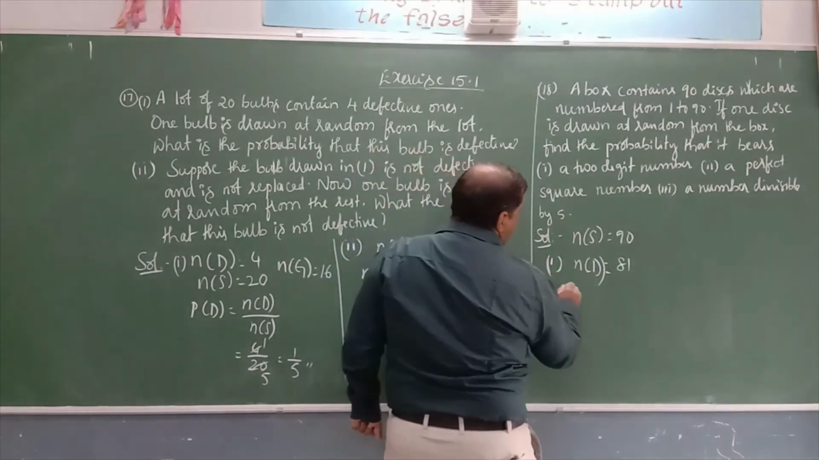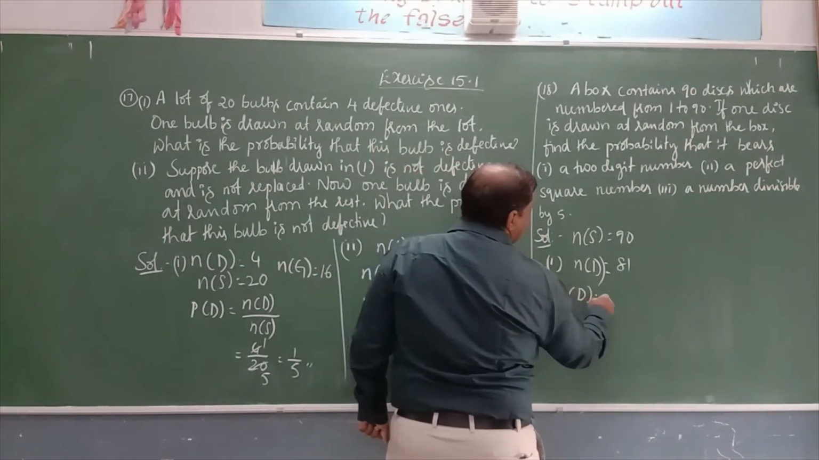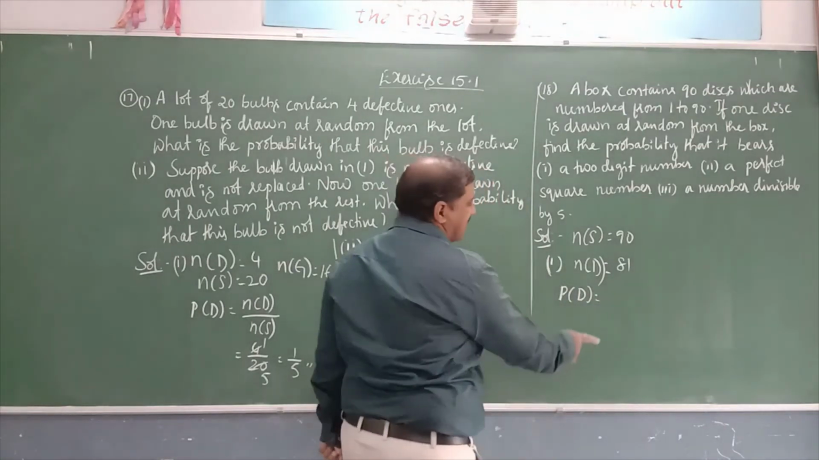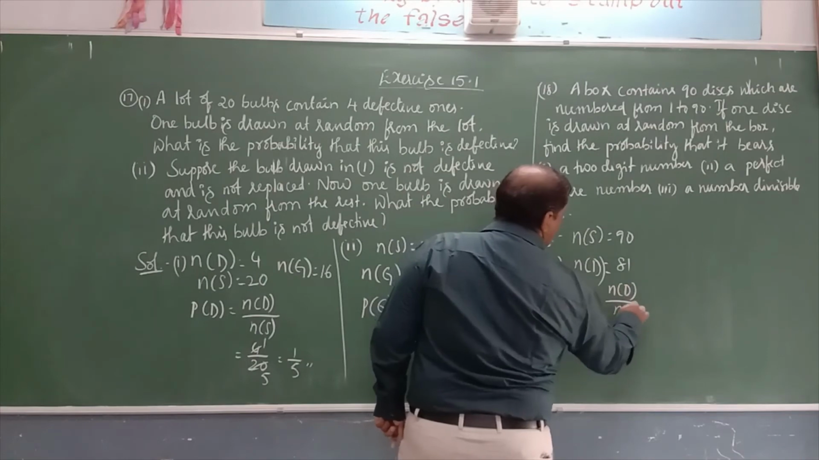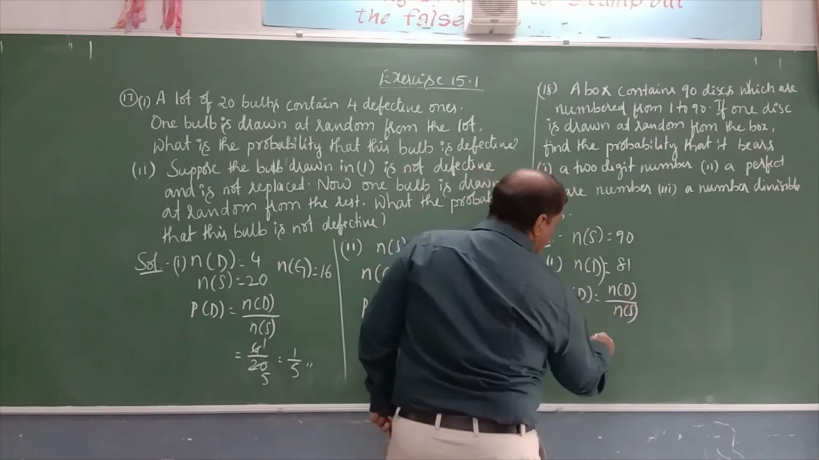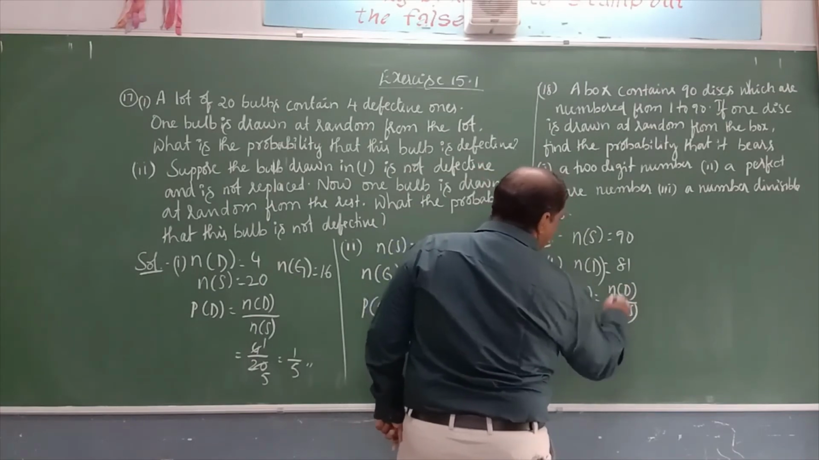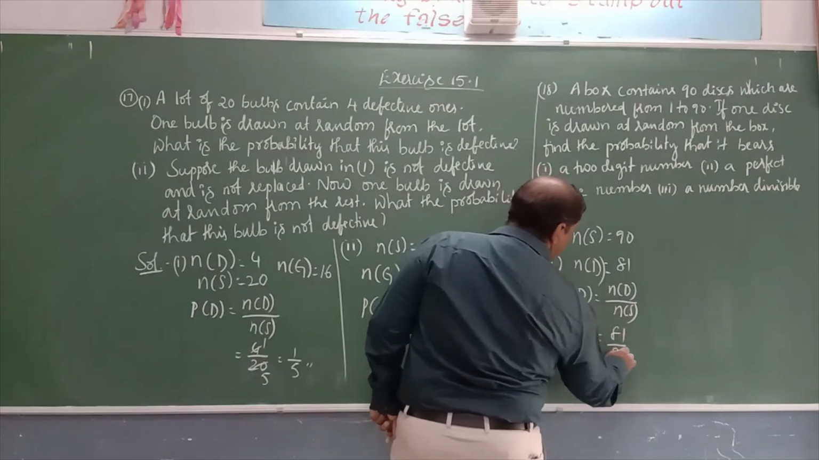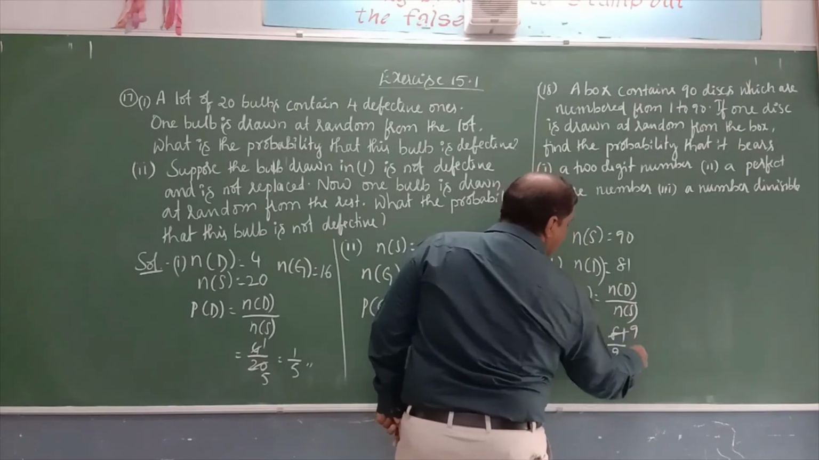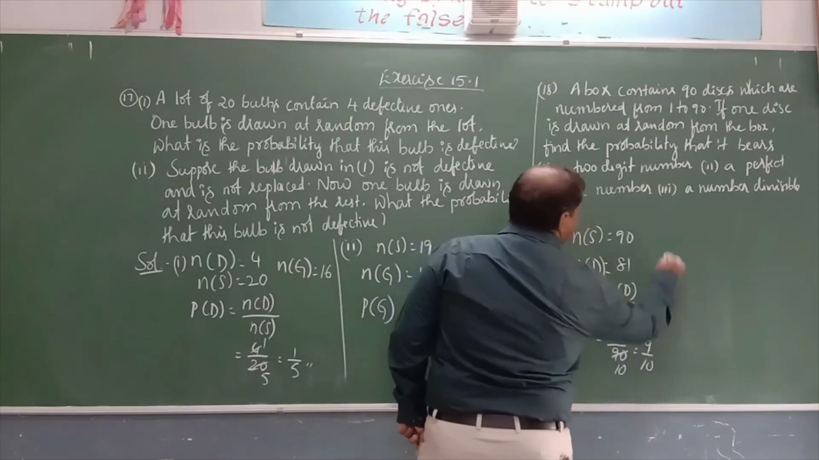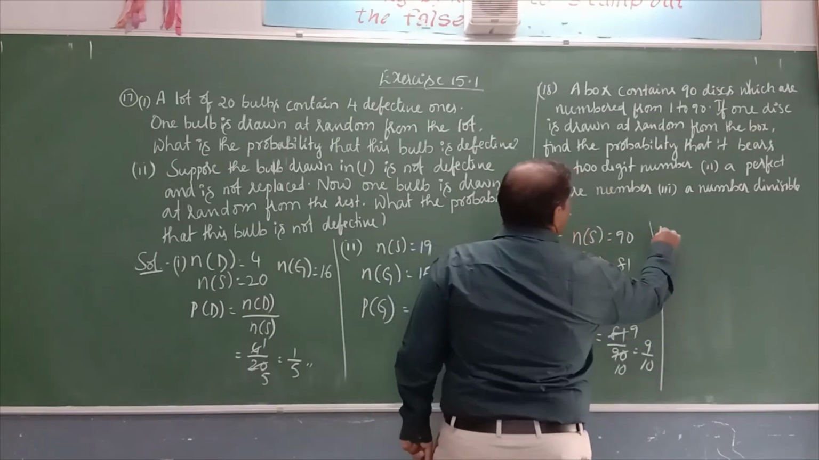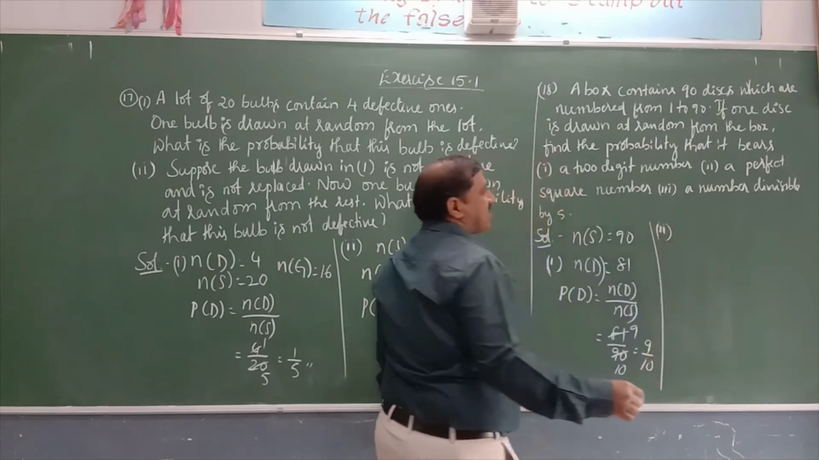Now, the probability of a 2-digit number is n of D divided by n of S. That is 81 by 90. 9 nines are 81, 9 tens are 90. That is 9 by 10. Now the second one is perfect squares.